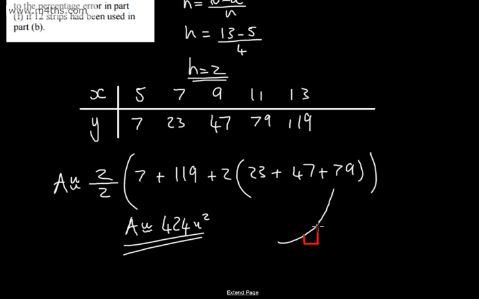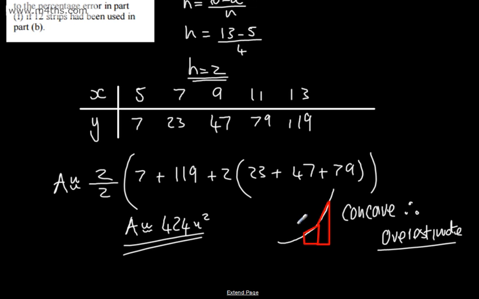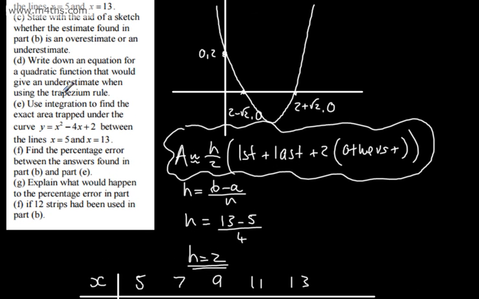If I put the trapeziums on, we can see now that these are going to be slightly now above the line. That is the nature of the curve. So we can say now concave, and we can say that it's an overestimate. So it's concave, and we can say therefore this is over. So it's an overestimate. So all I'm showing now is simply that if we drew the trapeziums, these would be slightly above.